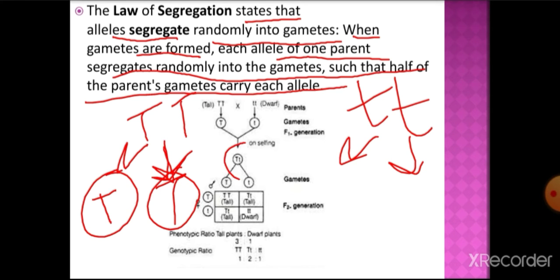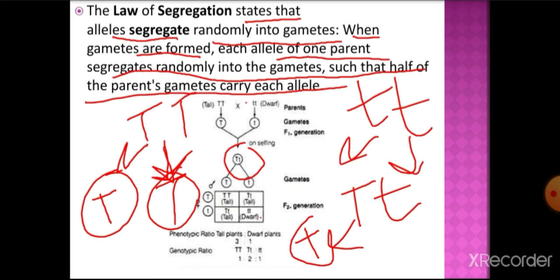Also in the F2 generation in Tt, this T segregates and goes into one gamete, this small t goes into another gamete. They segregate randomly and go into a gamete. So that's all the law of segregation says.